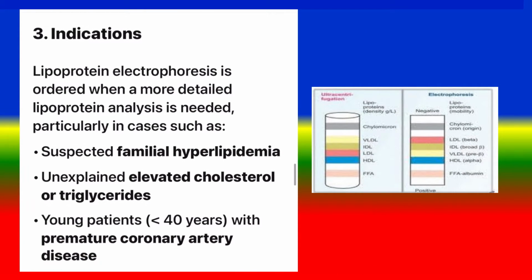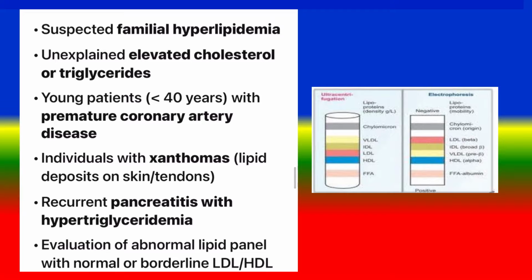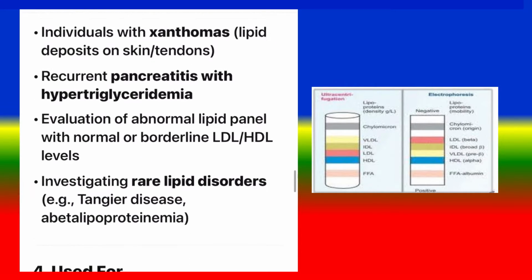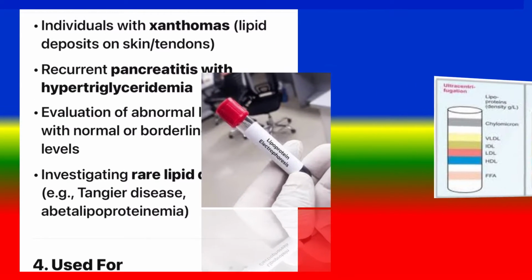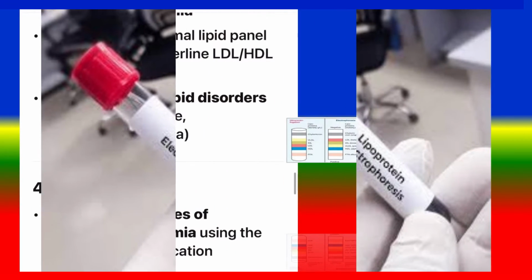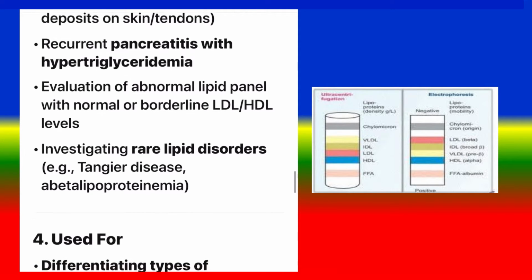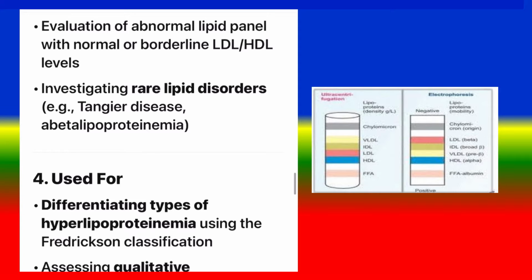3. Indications. Lipoprotein electrophoresis is ordered when a more detailed lipoprotein analysis is needed, particularly in cases such as suspected familial hyperlipidemia, unexplained elevated cholesterol or triglycerides, young patients under 40 years with premature coronary artery disease, individuals with xanthomas, lipid deposits on skin, tendons, recurrent pancreatitis with hypertriglyceridemia, evaluation of abnormal lipid panel with normal or borderline LDL, HDL levels, investigating rare lipid disorders, e.g., Tangier disease, abetalipoproteinemia.